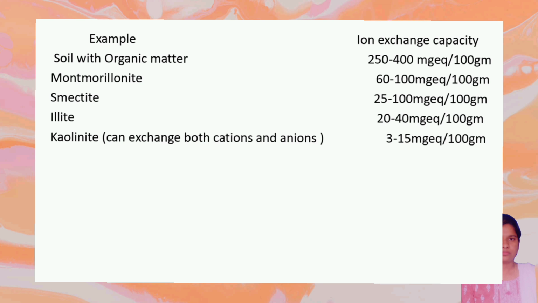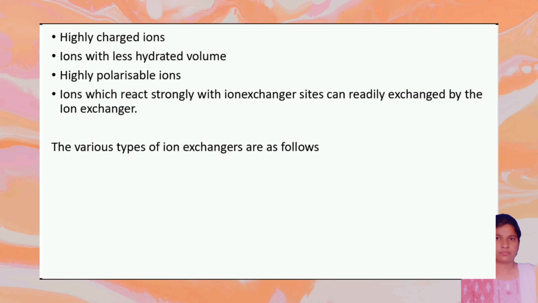Kaolinite exchanges both cations and anions because it has both positively and negatively charged colloidal particles, whereas montmorillonite has only negatively charged colloidal particles. It exchanges only positively charged ions. Highly charged ions, ions with less hydrated volume, highly polarizable ions, ions which react strongly with the ion exchange sites can readily exchange by the ion exchanger.